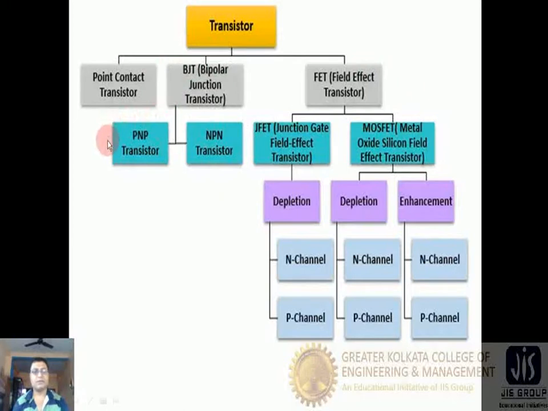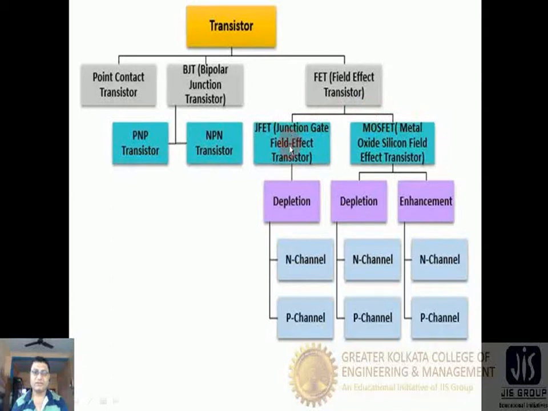One is NPN transistor and another is PNP transistor. These two are the categories of the BJT. One is PNP transistor, another is NPN transistor. And the field effect transistor or FET can be classified into two categories. One is junction gate field effect transistor or JFET, another is metal oxide silicon field effect transistor or the MOSFET.